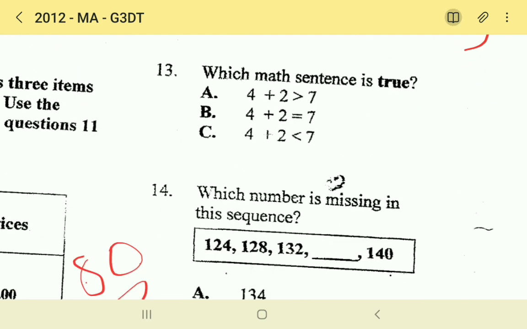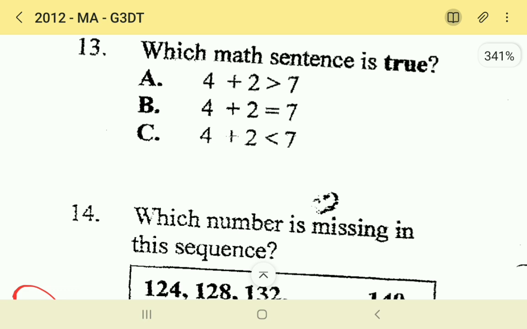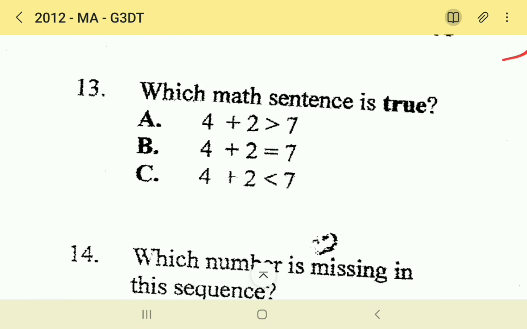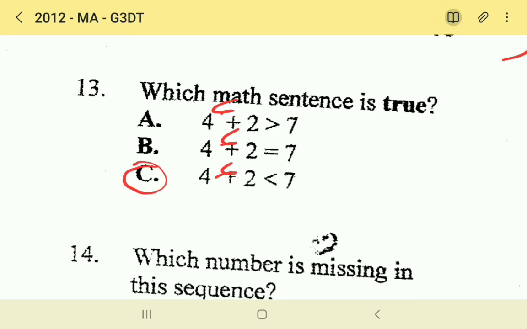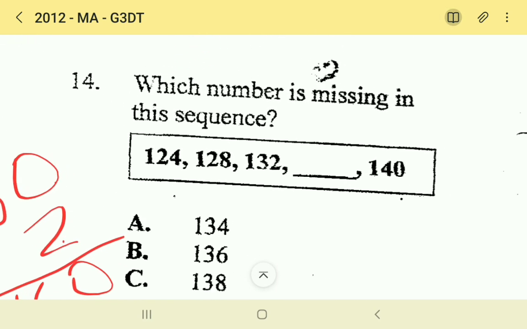Which math sentence is true? 4 plus 2 is greater than 7. That is at A. So 4 plus 2 is the same as 6. So this is saying 6 is greater than 7. No. B says 4 plus 2, which is 6, is equal to 7. No. And C says 4 plus 2 is less than 7. That's true. 6 is less than 7. The answer is C. Moving on to 14.